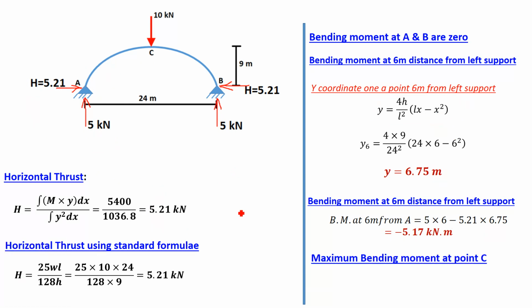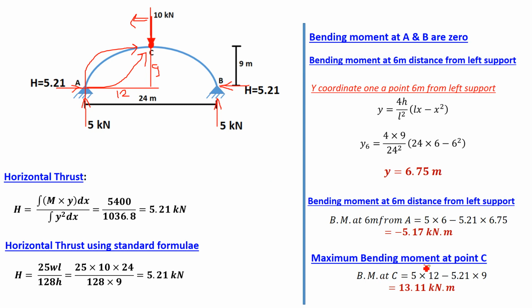Even if you want to plot the bending moment diagram, we need the maximum bending moment also. Maximum bending moment is at point C. If you take a section here and consider the left portion again, the answer will be 5.21 into 9, that is anti-clockwise, and 5 into 12, that is clockwise. So you can find out the maximum bending moment. 5 into 12 clockwise is plus, 5.21 into 9 anti-clockwise is minus.